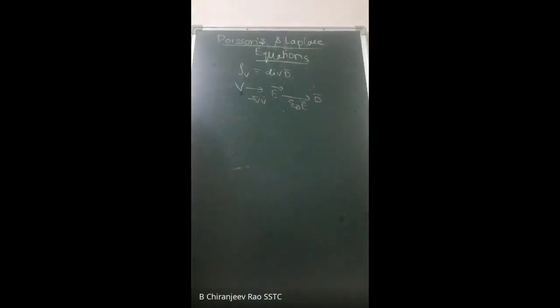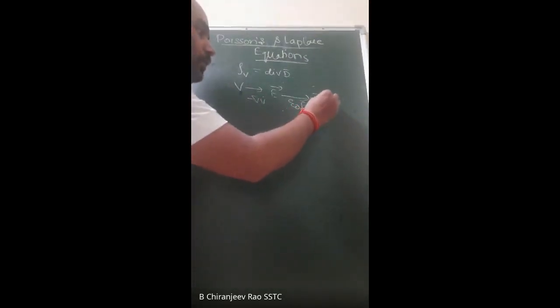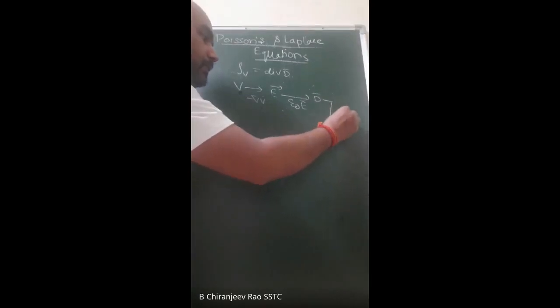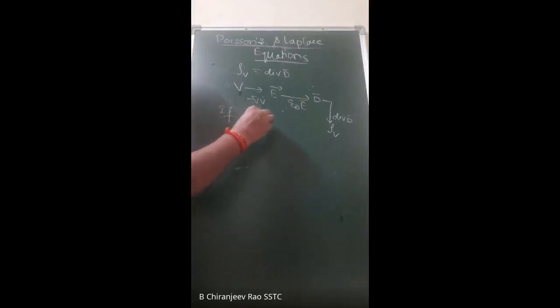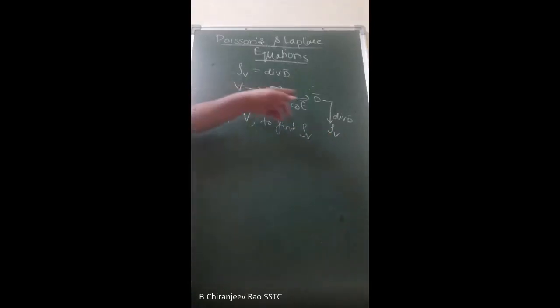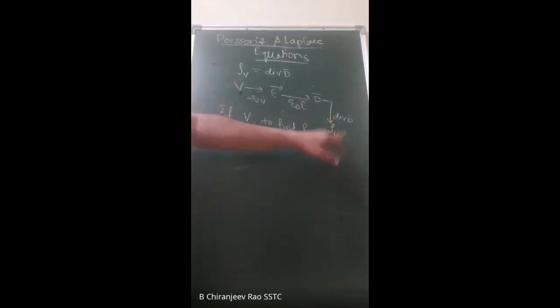So then this is D, and then divergence of D will give rho. Okay, so in this way, if potential V is given and you have to find rho v, then we have to follow this path. So first we will find E, then vector D, and then divergence of D will give you rho v. Okay, so it is by these three steps.